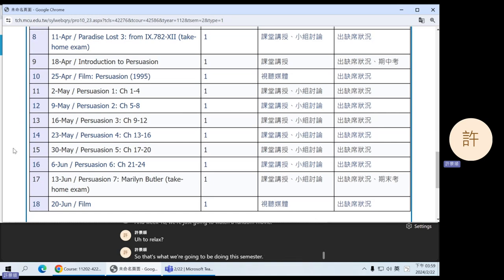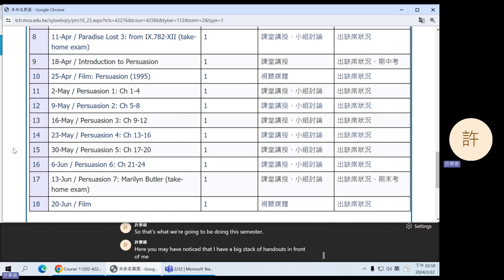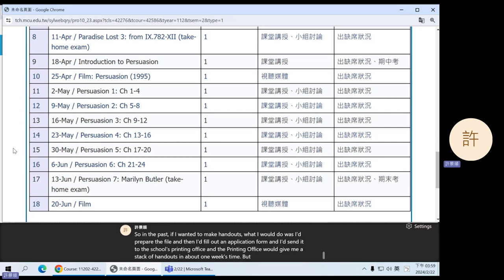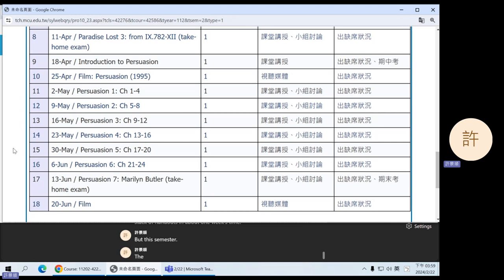You may have noticed that I have a big stack of handouts in front of me. In the past, if I wanted to make handouts, I'd prepare the file, fill out an application form, and send it to the school's printing office. And the printing office would give me a stack of handouts in about 1 week's time. But this semester, the guy in charge of the printing office retired, and the school decided not to hire a replacement. So this semester, I have to prepare the file, take the file to the printing office, make the copies, and carry everything back.